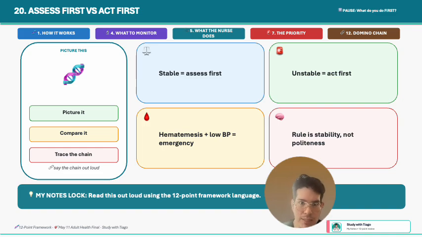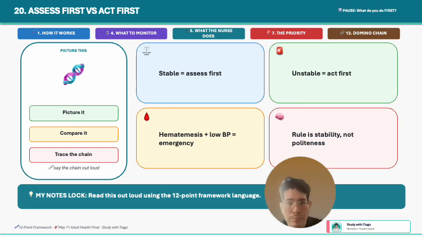Vomiting bright red blood, low blood pressure, tachycardia, severe altered mental status, respiratory distress, or signs of shock changes the priority, okay? Then I think airway, breathing and circulation, urgent escalation, right? IV access and monitoring and labs and treatment preparation, okay? This is why I do not memorize one universal answer, because there isn't. The patient stability decides whether I slow down and assess or move into the emergency actions, okay?